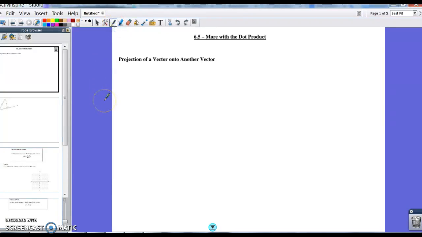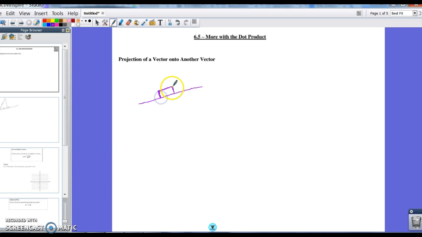Hey everyone, today we're going to talk about doing more stuff with the dot product, more specifically the projection of a vector onto another vector. The concept comes from this idea: let's say for example you had a ramp and you had an object resting on the ramp. So here's your object on the ramp.